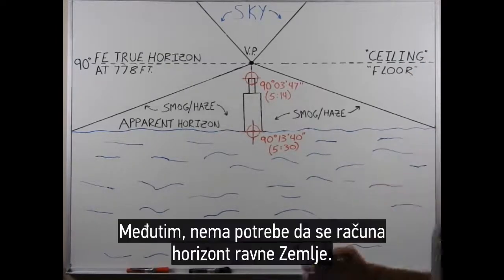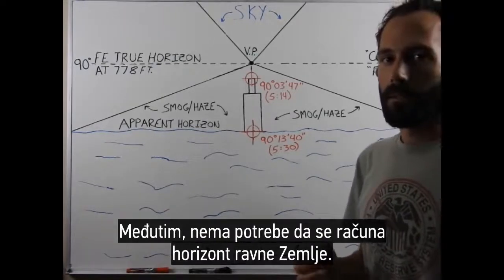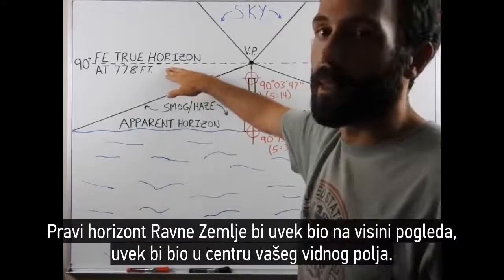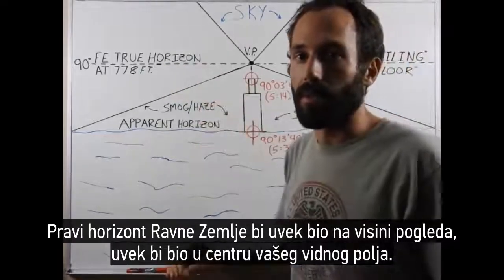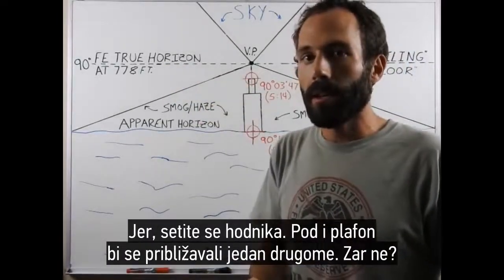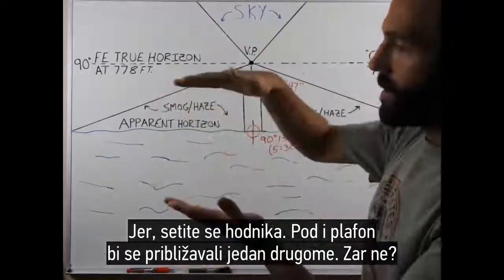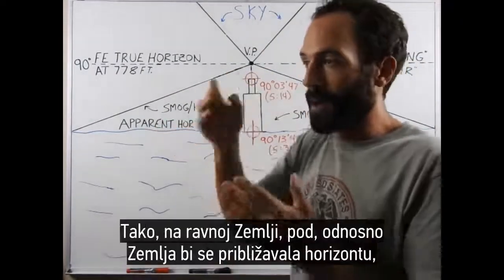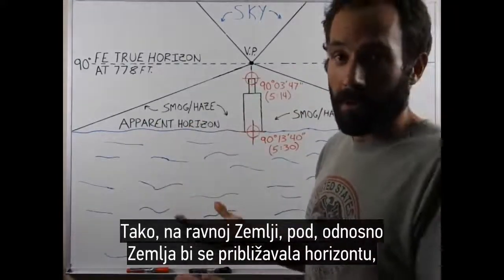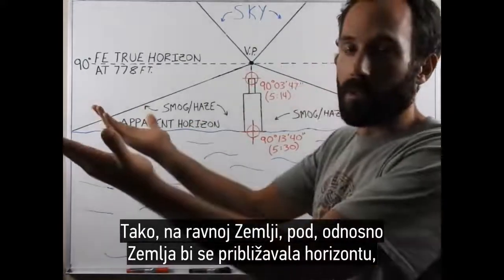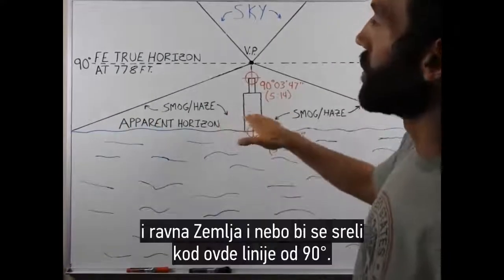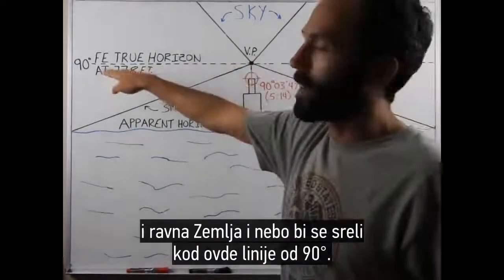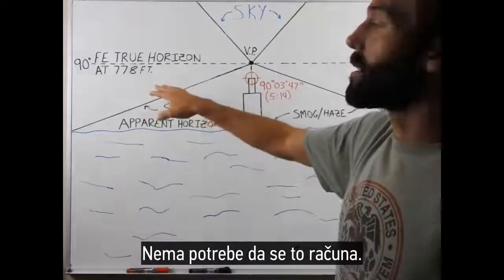But there's no need to calculate the flat Earth horizon. The true flat Earth horizon would always be at level view, would always be at the center of your view. Because think about the hallway, okay? The floor and the ceiling would be sloping together, right? And so on a flat Earth, the floor, the Earth, would be sloping towards the horizon, and the flat Earth and the sky would meet at this line at 90 degrees. There's no need to calculate it.